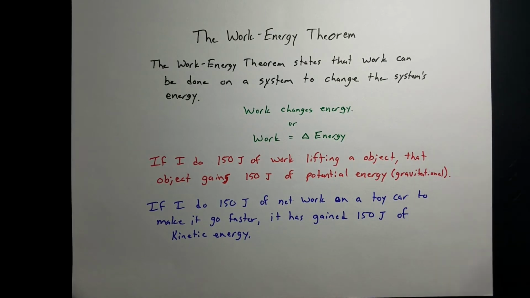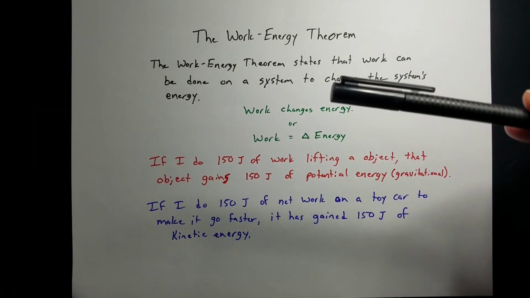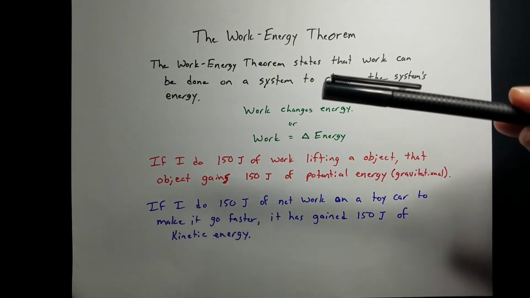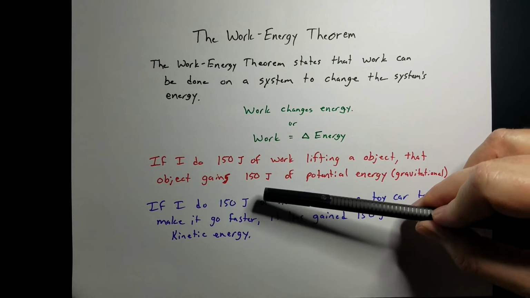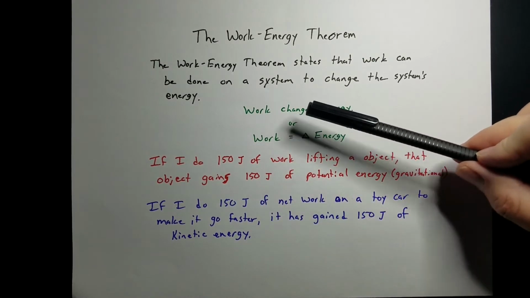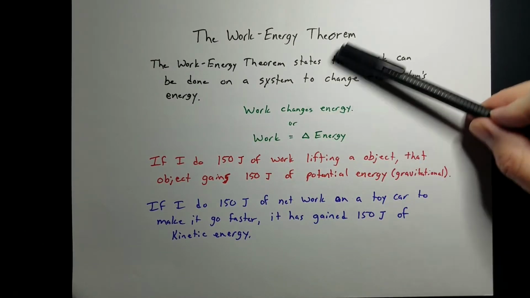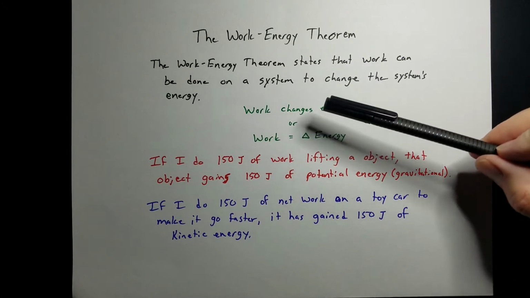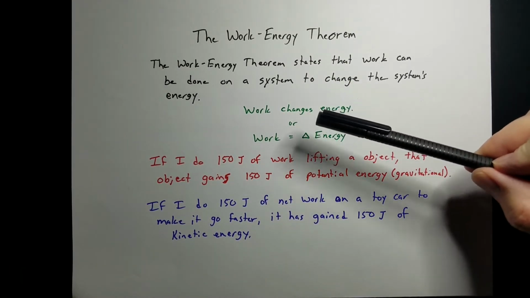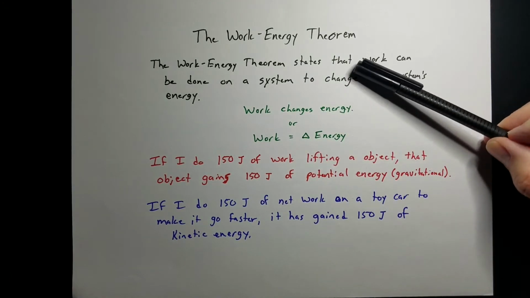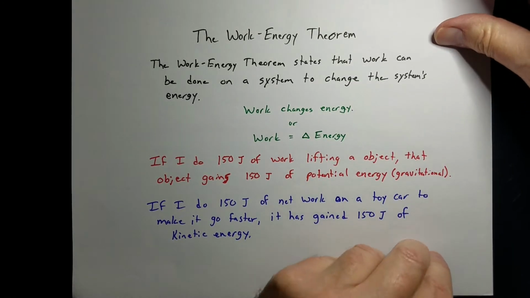So in this example, if I do 150 joules of work lifting an object, it started off at 0 potential energy. I lifted it doing 150 joules of work to it. It now has 150 joules of potential energy. If something's moving, or even if it's sitting still, and I push it to make it go faster, and I do 150 joules of work to make it go faster, I've increased its kinetic energy by 150 joules. Let's look at some other applications of this.